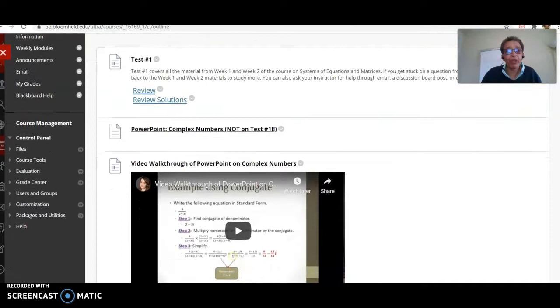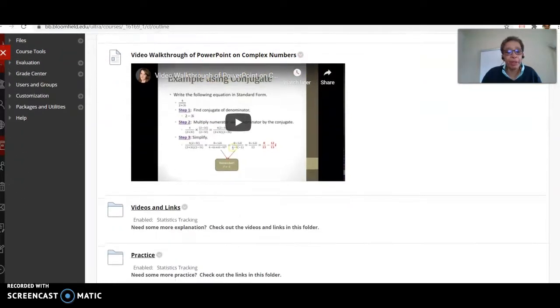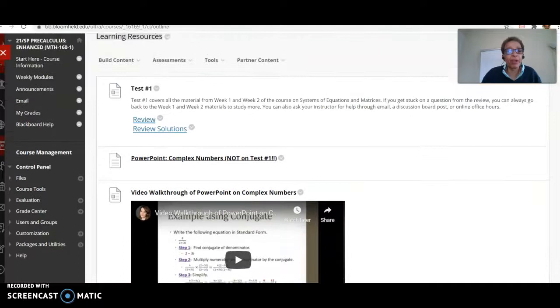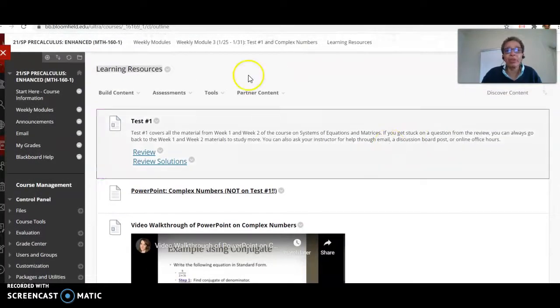And there are PowerPoints on complex numbers. So here's the stuff. Again, this stuff is not on the test, but you do need to learn the material. All right, video links, practice problems are here for complex numbers, what have you. But the review for the test, you see it there, okay? So that was under learning resources. So let's go back.